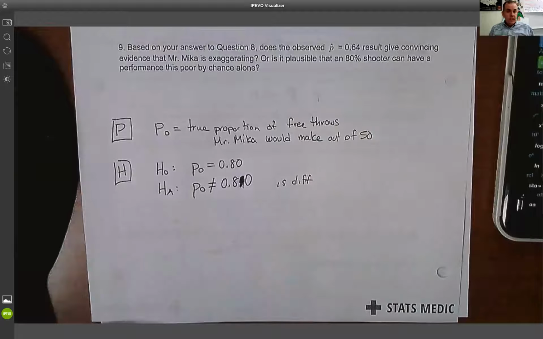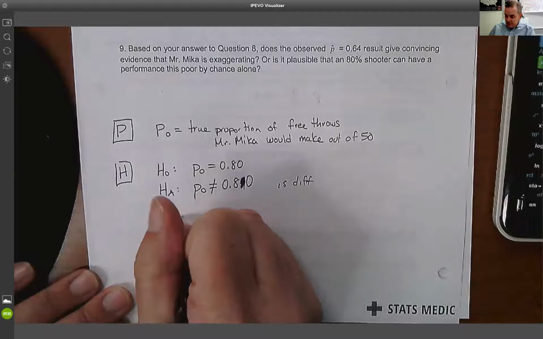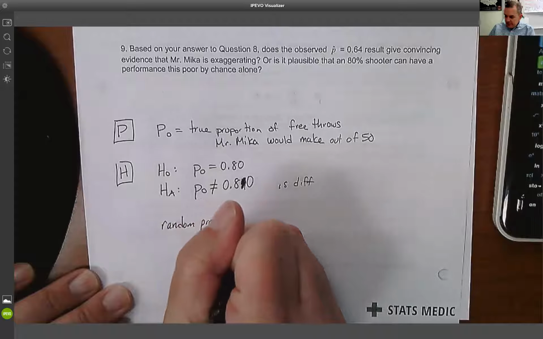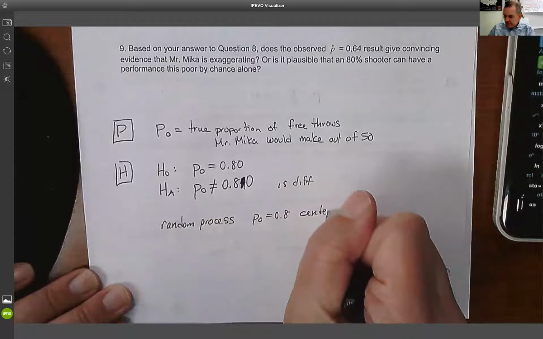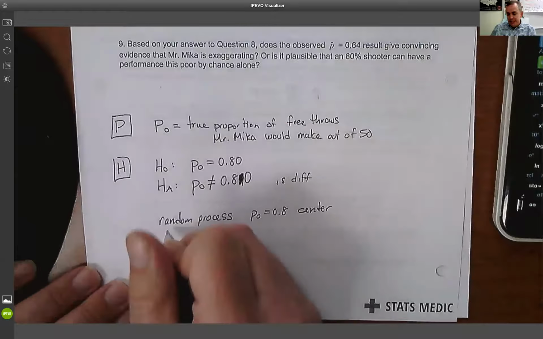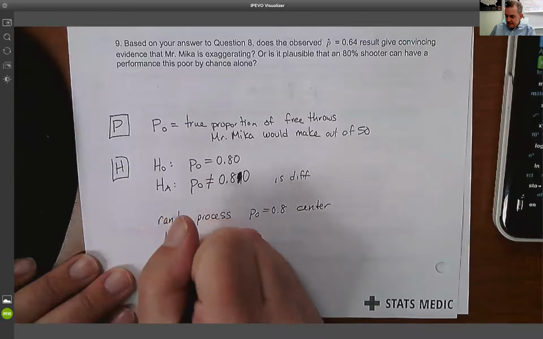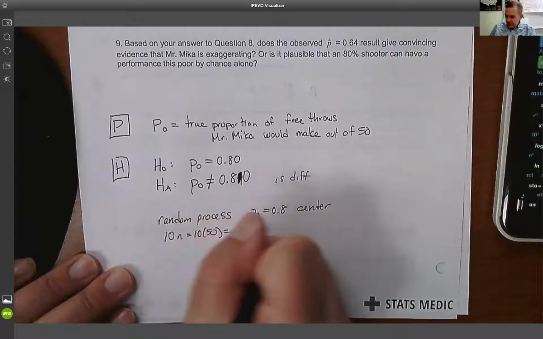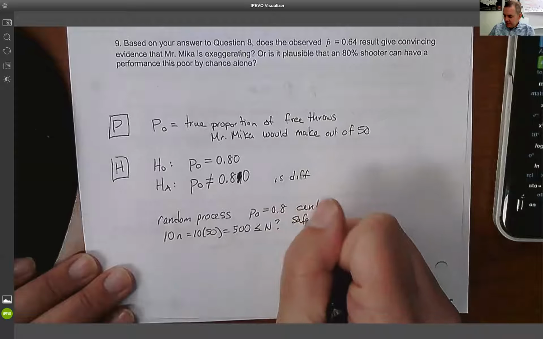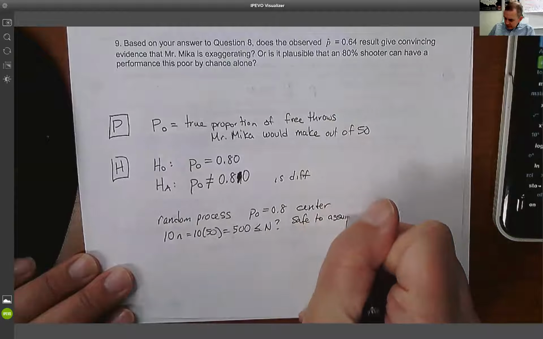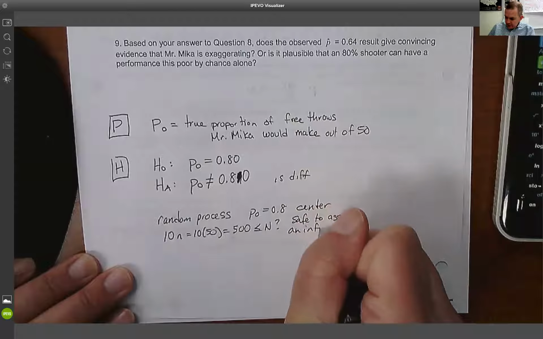And we're going to ask the question: is this random? Well, theoretically, taking free throws, we're going to go with the assumption that this is a random process. So I'm going to use P naught of 0.8 as my center. The next thing I'm going to check is independent. Independent is 10N, so it's 10 times 50, so it's 500. Is that less than N? I'm going to say it's safe to assume an infinite number of free throw attempts.